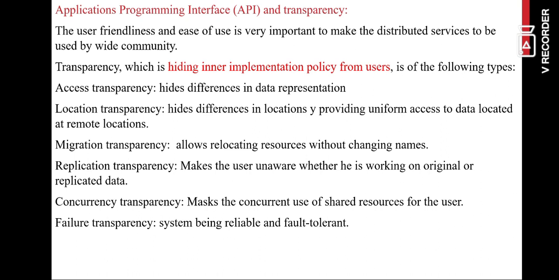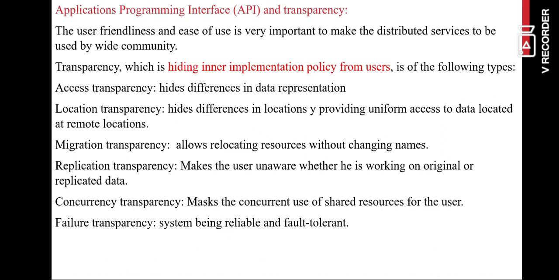The second one is location transparency. Since the resources are scattered worldwide, you can get the resource from anywhere, so we have to hide the location. Then migration transparency. As I told, to balance the load, we are moving some programs from one computer to another computer. But such migration should not be revealed to the user.